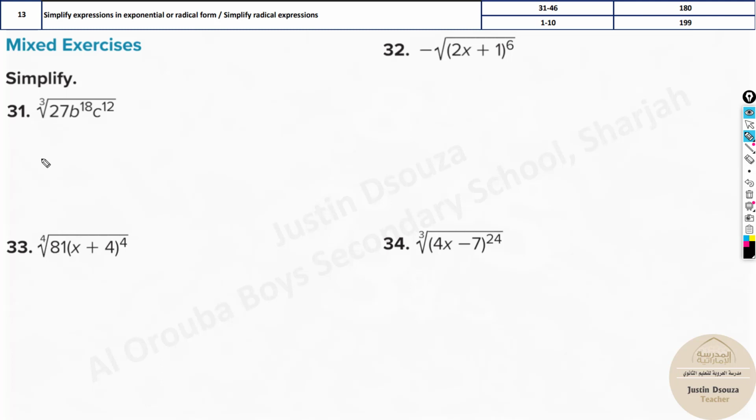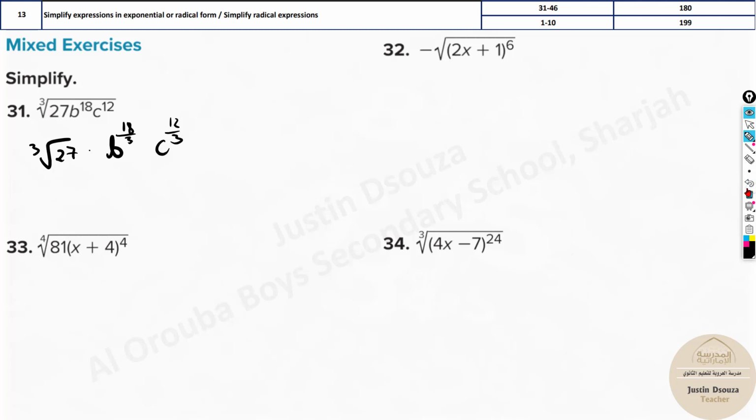In the sense, it'll be the cube root of 27. Here it will be b to the power 8. The cube root means division, right? Division by 3. c to the power 12 divided by 3. Cube root means, cube root of x is what exactly? It is x to the power 1/3. So divided by 3, that's what.